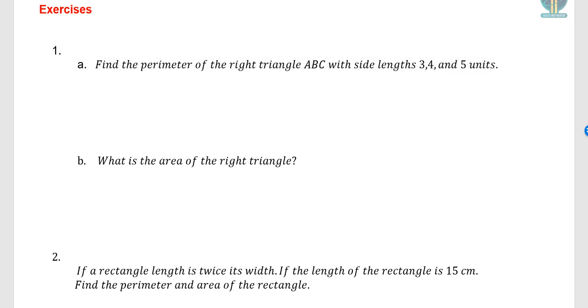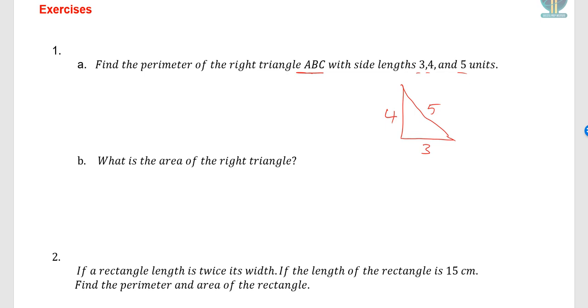Okay, so the goal here is to find the perimeter of the right triangle ABC with side lengths 3, 4, and 5 units. First off, just draw this triangle so you can visualize things better. So here's a right triangle. Let's say this side is 3, this side is 4, and the hypotenuse is 5. So find the perimeter.